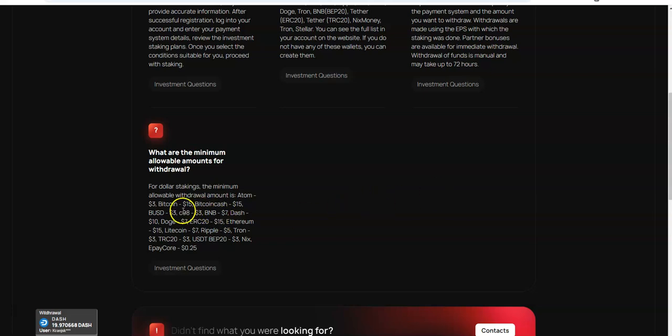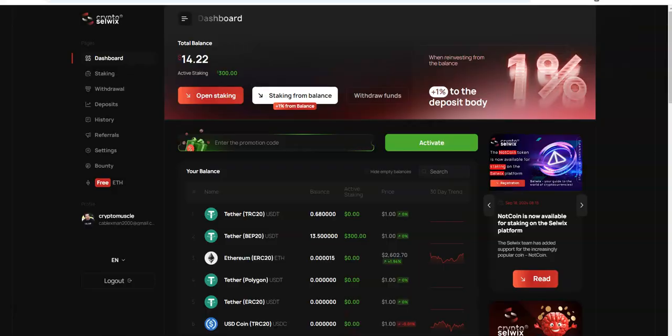What are the minimum amounts? So you can see here some of the minimum amounts. Looks like anywhere from 25 cents on ePayCorp all the way up to $15 for the higher end cryptos like Bitcoin, Bitcoin Cash, ERC-20s, Ethereum, which makes sense. So we'll just say $15 minimum to be safe on the majors. The alts would be like $3 and $7, so it's kind of a spread. We're going to do the withdrawal today, even though it's only $14.22.